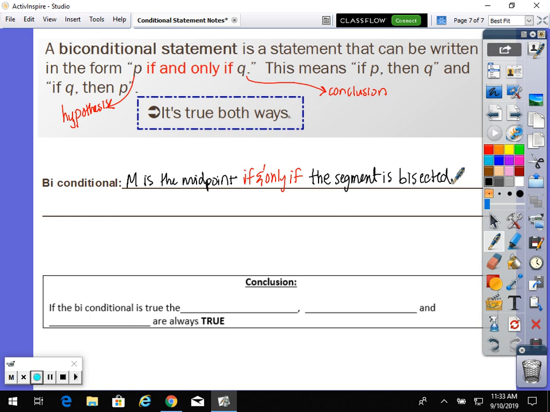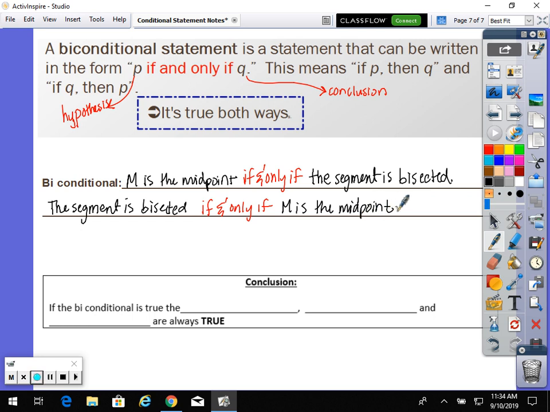And so since this is a biconditional, we can also write it in the opposite way. So we could say The segment is bisected. The segment is bisected if and only if M is the midpoint. So we have a biconditional statement.